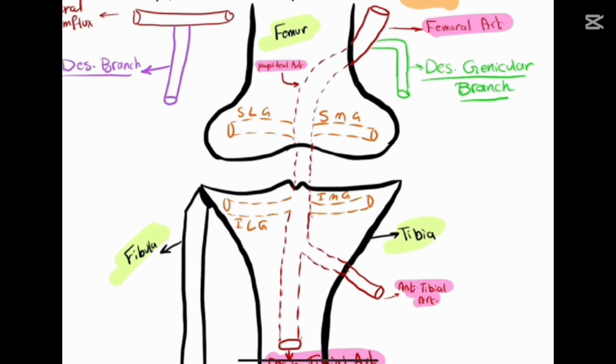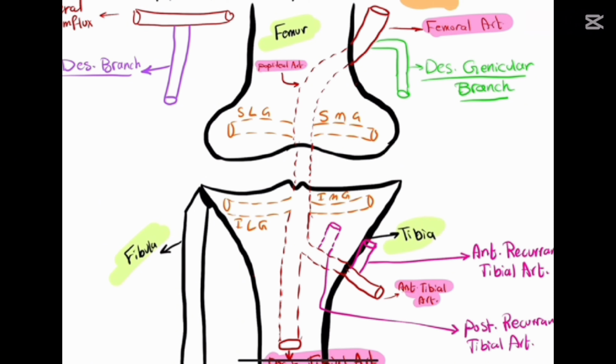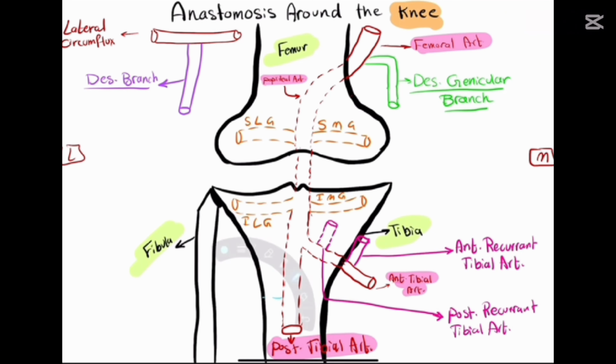So what are the branches of the tibial arteries? For the anterior tibial artery, we'll have the anterior and posterior tibial recurrent arteries. The last branch will come from the posterior tibial artery, and we'll call it the circumflex fibular artery.